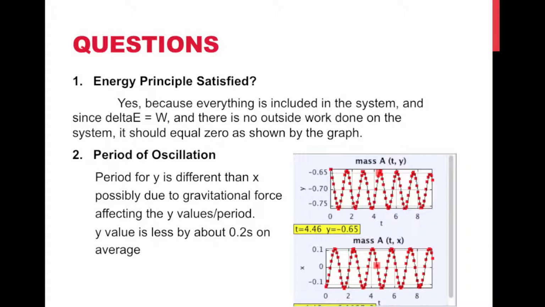And the second question was asking about whether you used X or Y, if that made a difference in the period of oscillation. When I used Y to find the period, it was about 0.2 seconds less on average than the X values. This could possibly be due to the gravitational force that's going to affect the Y values, and over time its change.